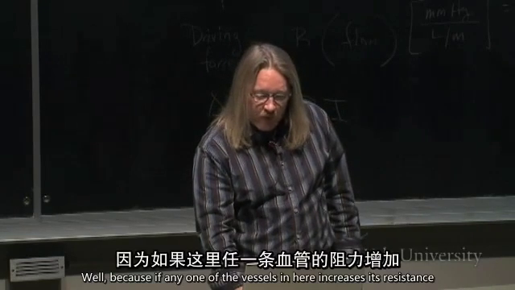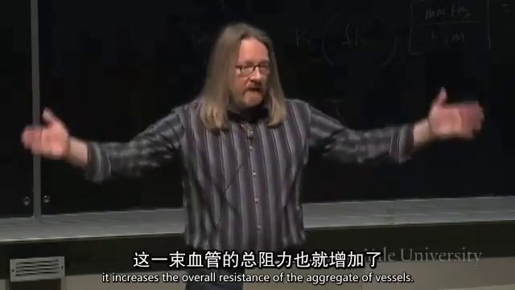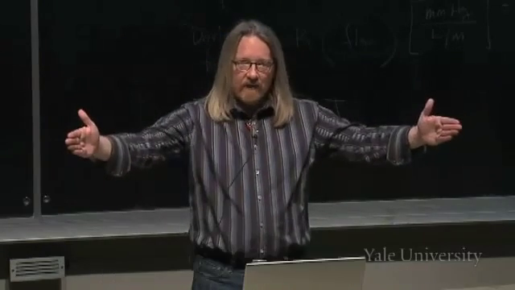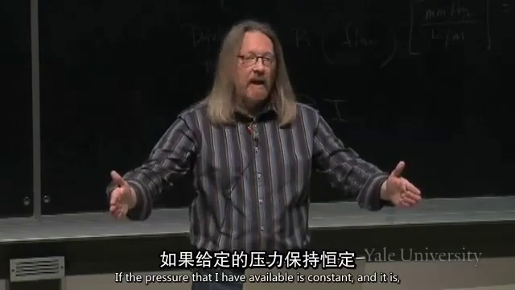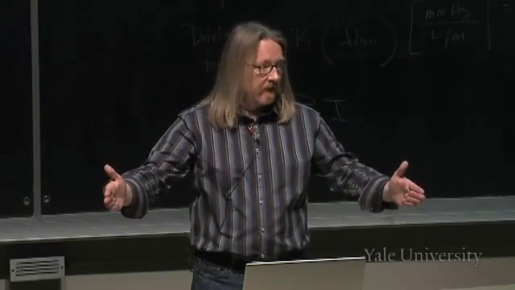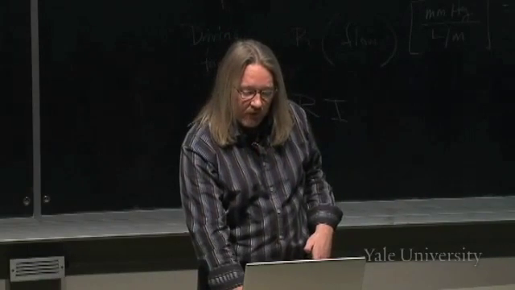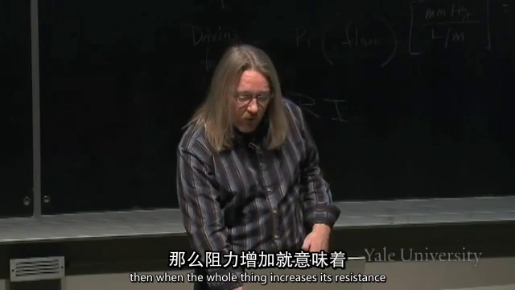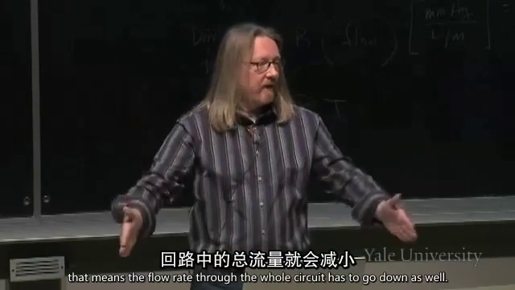Well, because if any one of the vessels in here increases its resistance, it increases the overall resistance of the aggregate of vessels, right? And if the pressure that I have available is constant, and it is, in this example, it's 1 millimeter of mercury, then when the whole thing increases its resistance, that means the flow rate through the whole circuit has to go down as well.